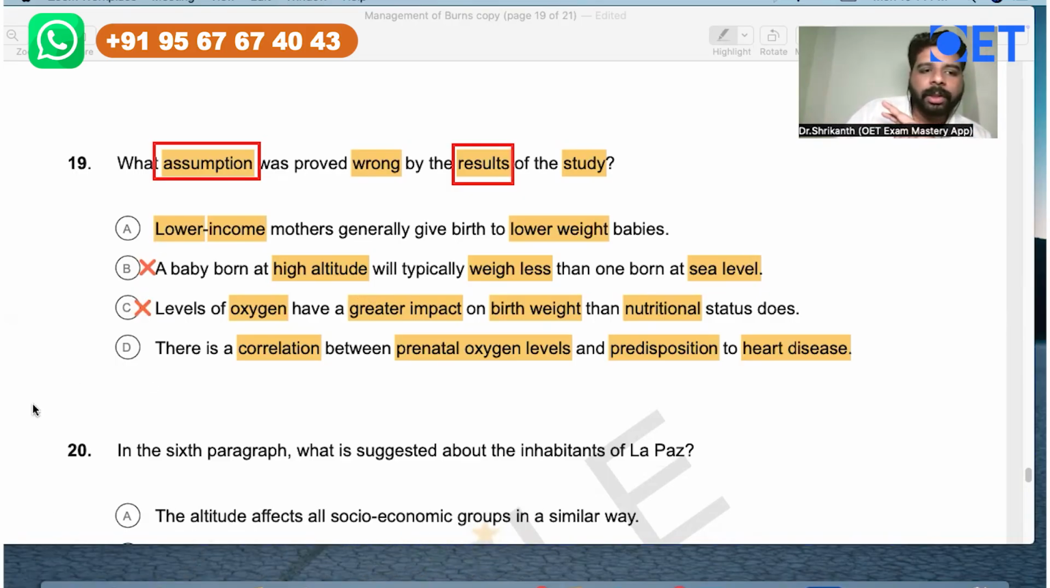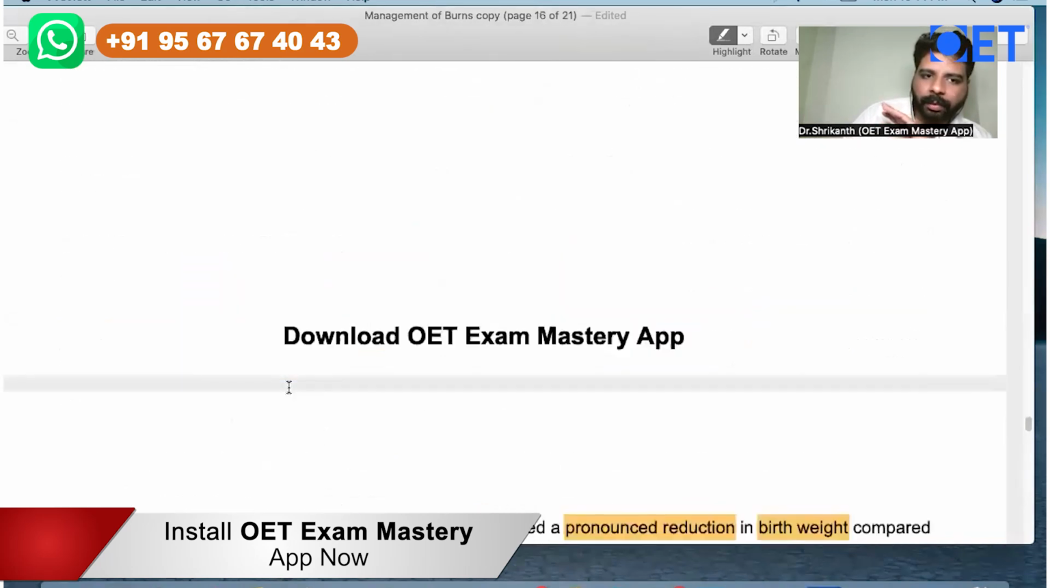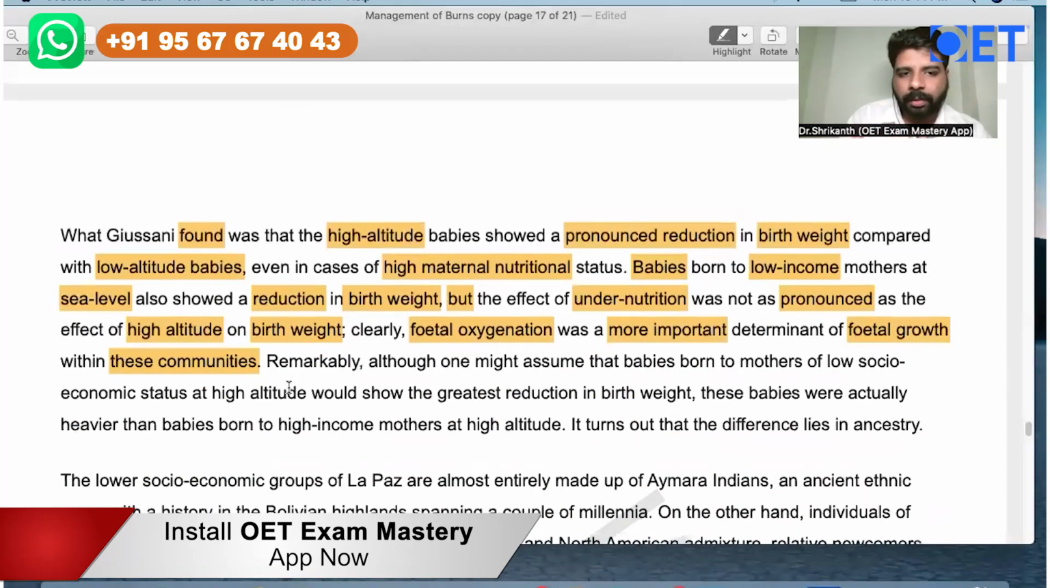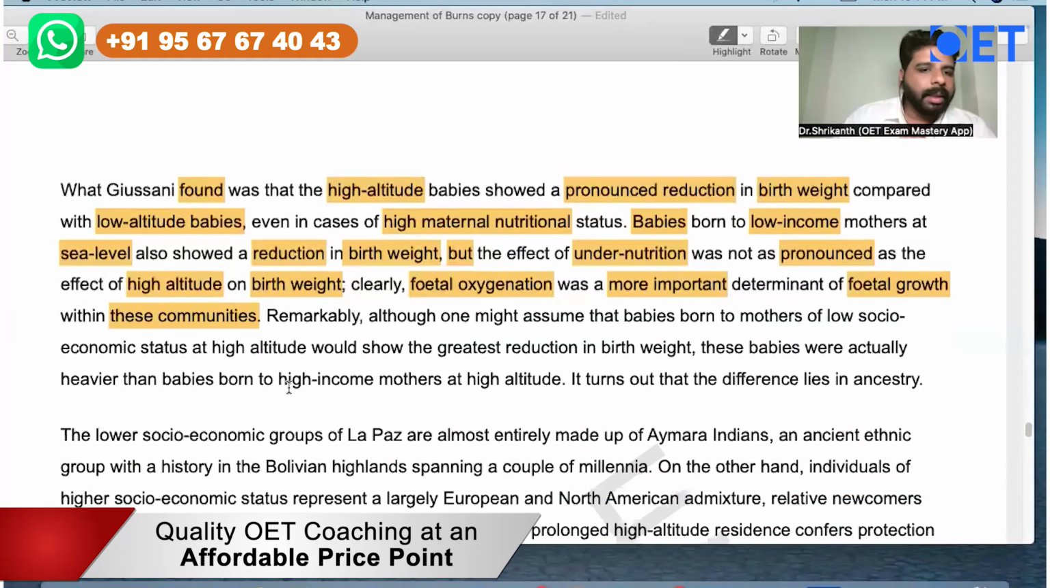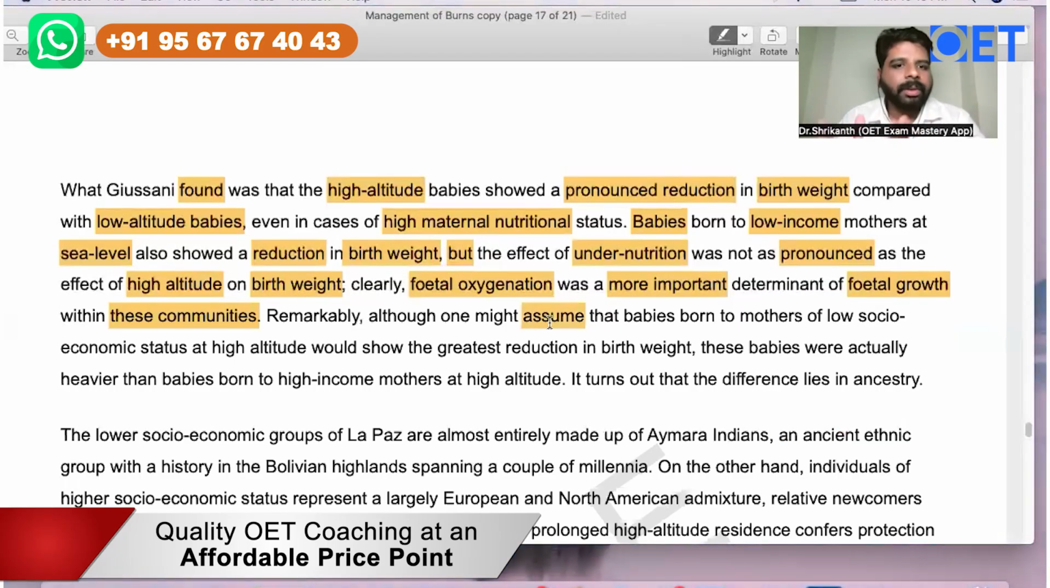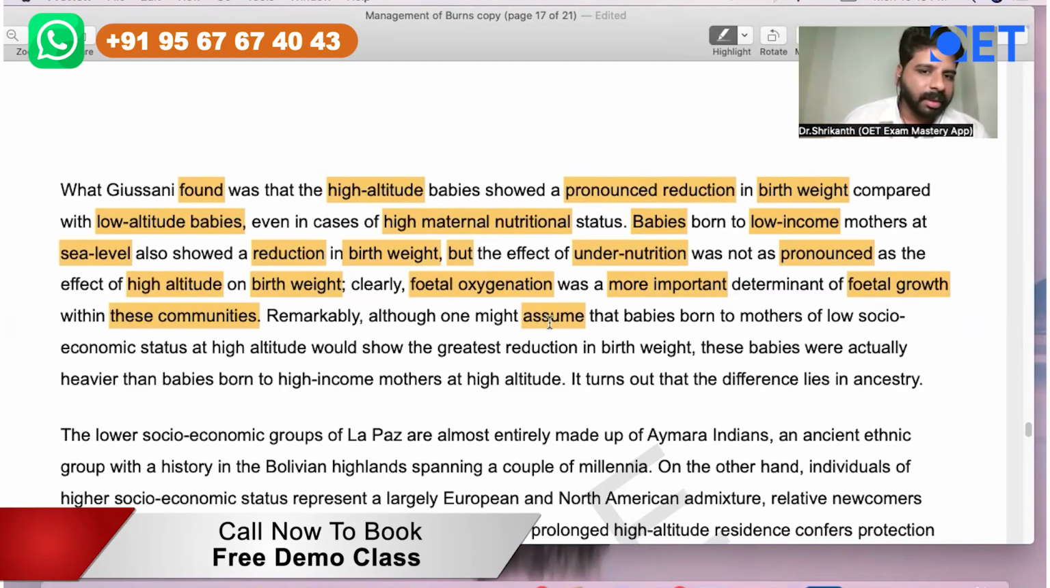Now you see, without even reading the full paragraph, you have just read the middle of the paragraph, and just in the middle of the paragraph, you have basically eliminated 2 answer options. Right? Now let's come to the last one over here. Although one might assume, now see, this is where the assumption is coming. So now this is where you have to think, yes, I'm waiting for the assumption. I don't care about the results. I only care about the assumptions.